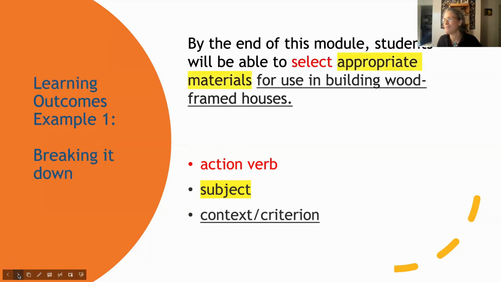So here's the answer. The verb is to select. We want them to be able to select appropriate materials. So the materials that are appropriate, that's very specific. And the context is in the context of building wood-framed homes. It's not a cement apartment building. It's not a firehouse. It's not a church. It's a wood-framed home.